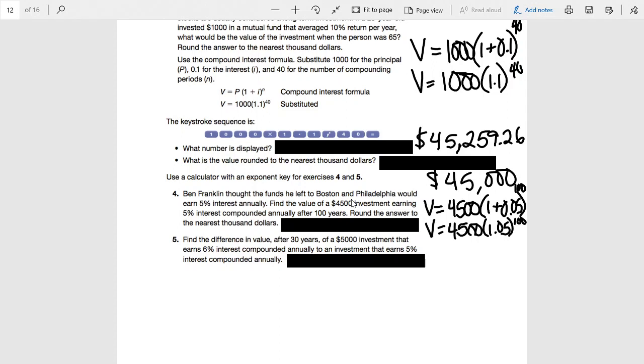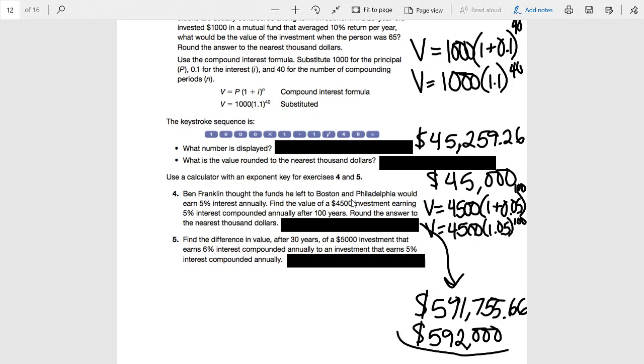So what we're putting into our calculator is 4,500 times 1.05 to the 100th power. Go ahead and do that. Take a second to do that, and go ahead and round it to the nearest $1,000. So 4,500 times 1.05 to the 100th power gives us exactly, I'll show you the exact amount, $591,755.66. So we would say, rounded to the nearest thousand, $592,000. That's pretty impressive.